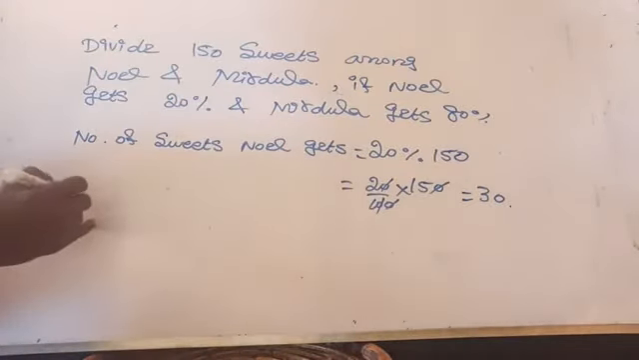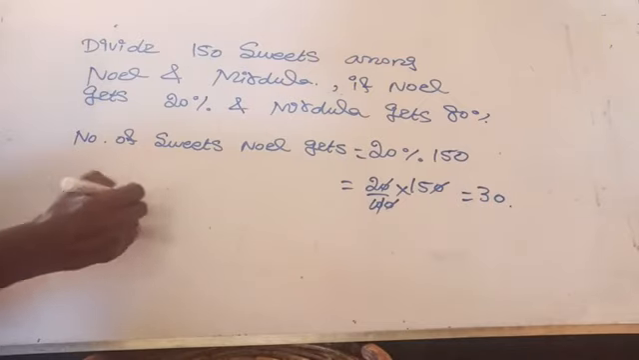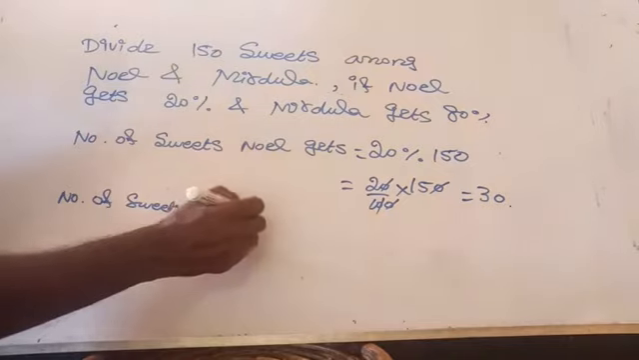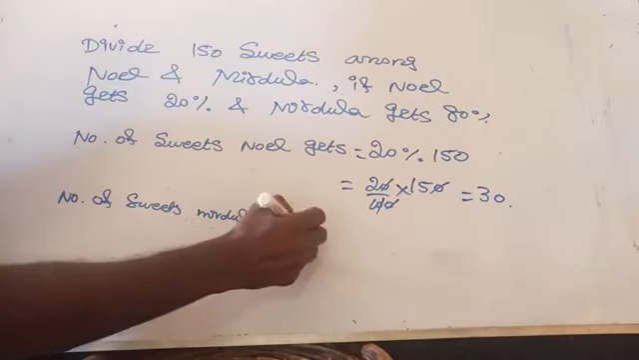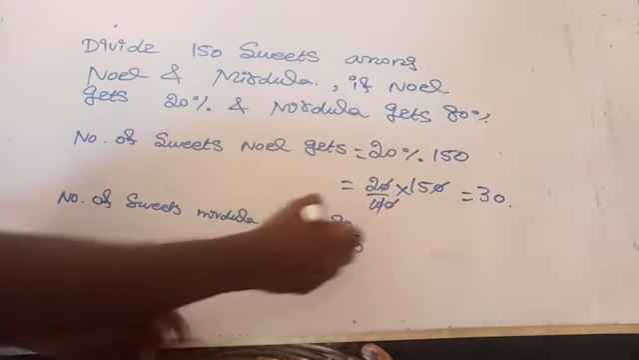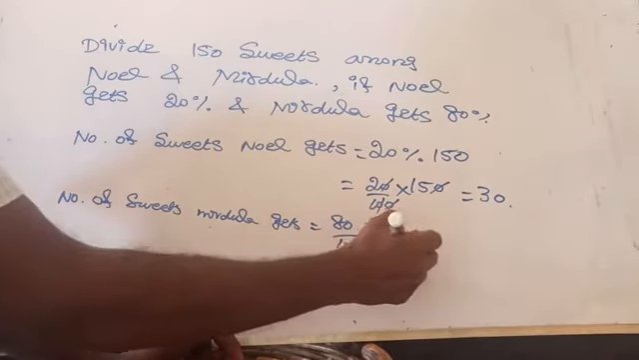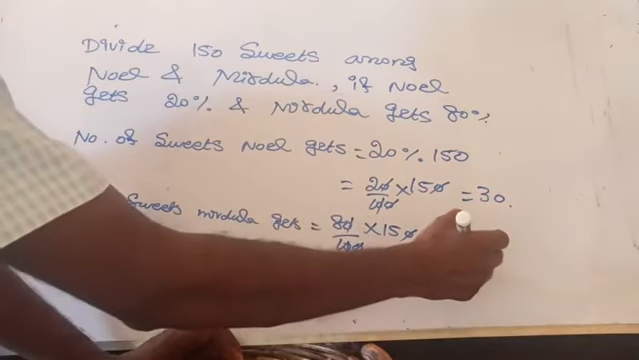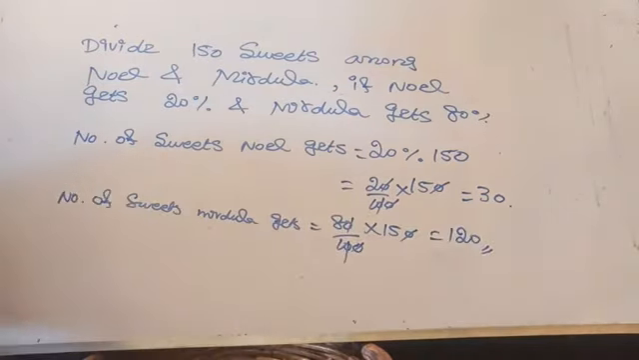Otherwise see, the number of sweets Mridula gets is equal to, she is getting 80 percentage of the total. So 80 by 100 into 150 here. So 10 eights are 80, 5 eights are 40. So 120 sweets Mridula will get. Are you getting there? Yes.